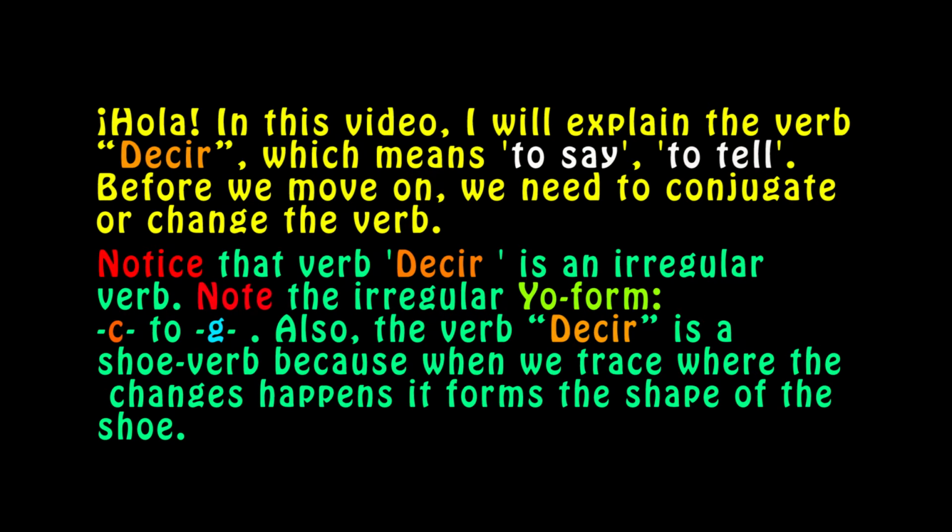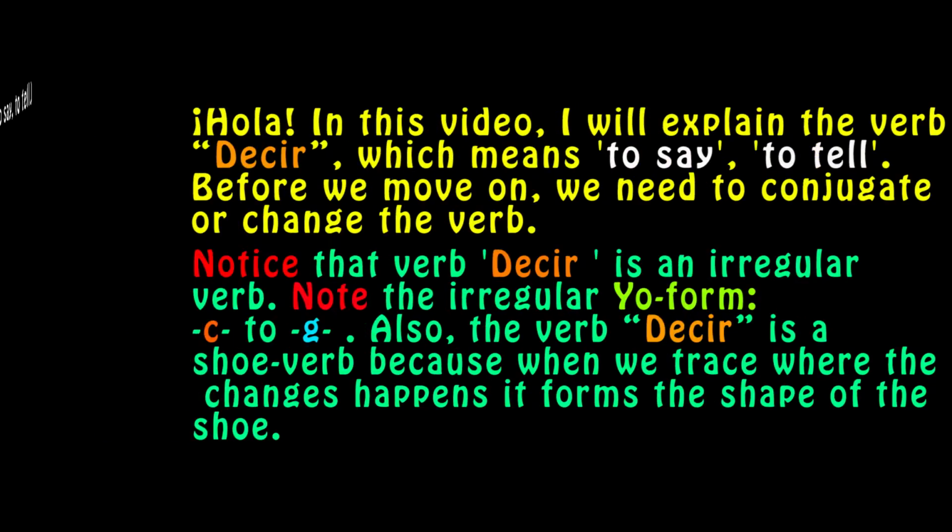Notice that the verb decir is an irregular verb. Note the irregular yo form that goes from C to G. Also, the verb decir is a shoe-verb because when we trace where the changes occur, it forms the shape of a shoe or boot. Let's begin.